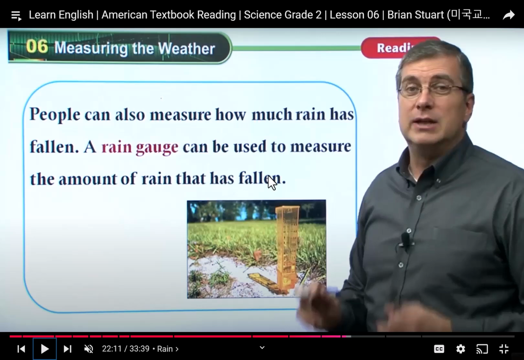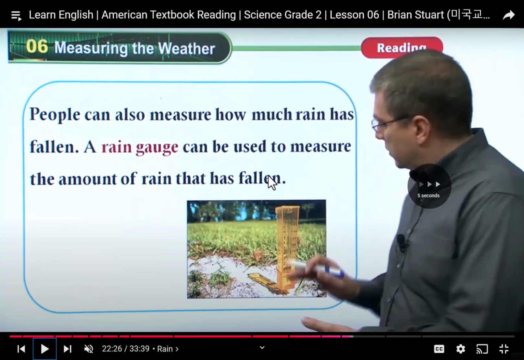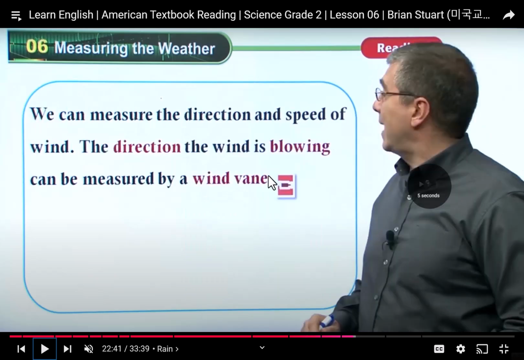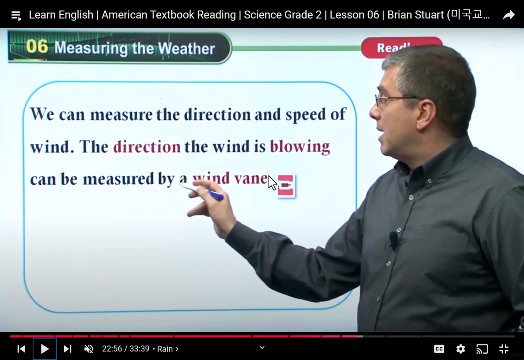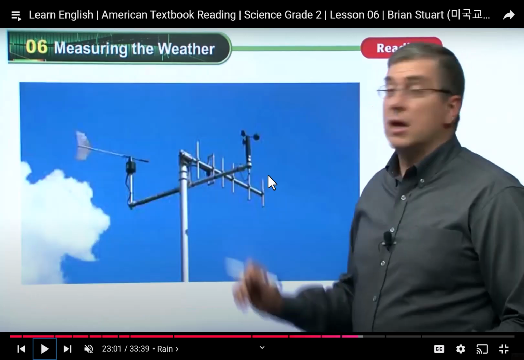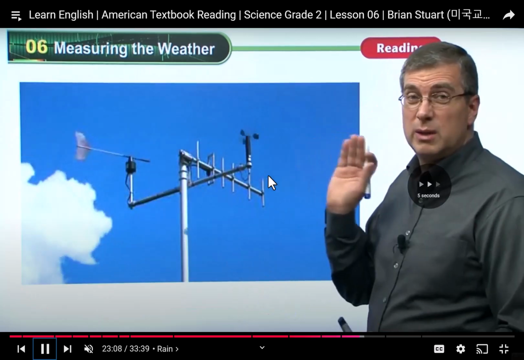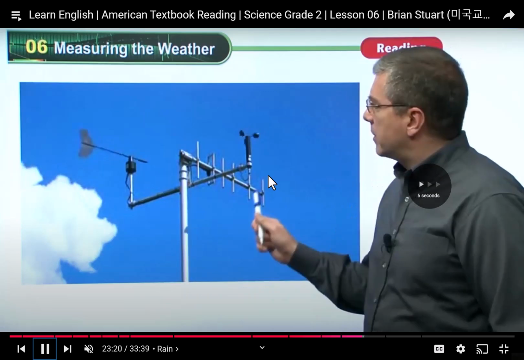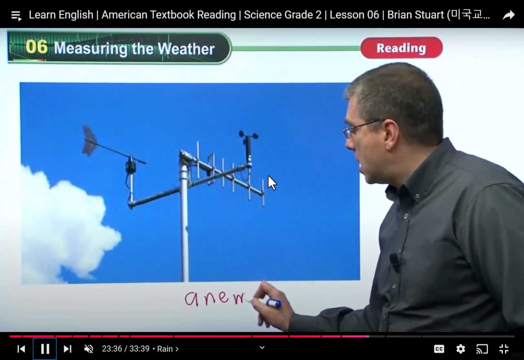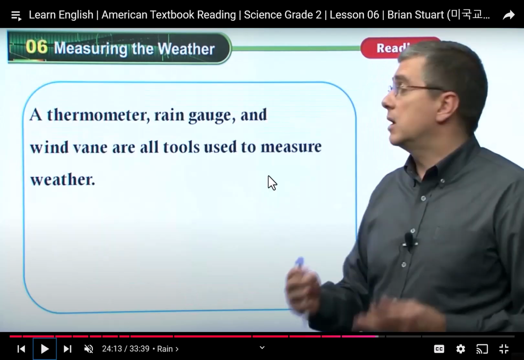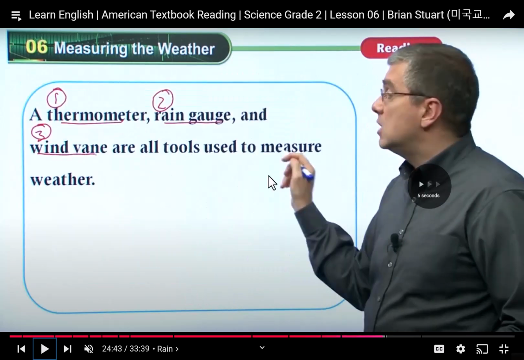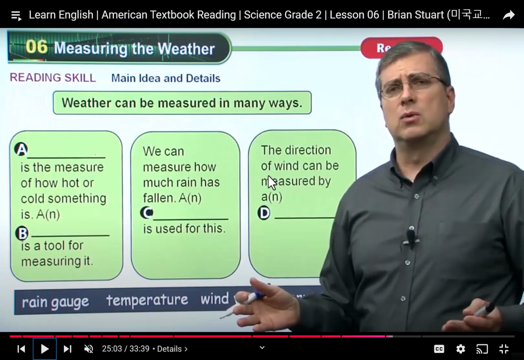People can also measure how much rain has fallen. A rain gauge can be used to measure the amount of rain that has fallen. We can measure the direction and speed of wind. The direction the wind is blowing can be measured by a wind vane. Now let's watch a video about it. Here it tells us the speed. This is a thermometer. A thermometer, rain gauge, and wind vane are all tools used to measure.